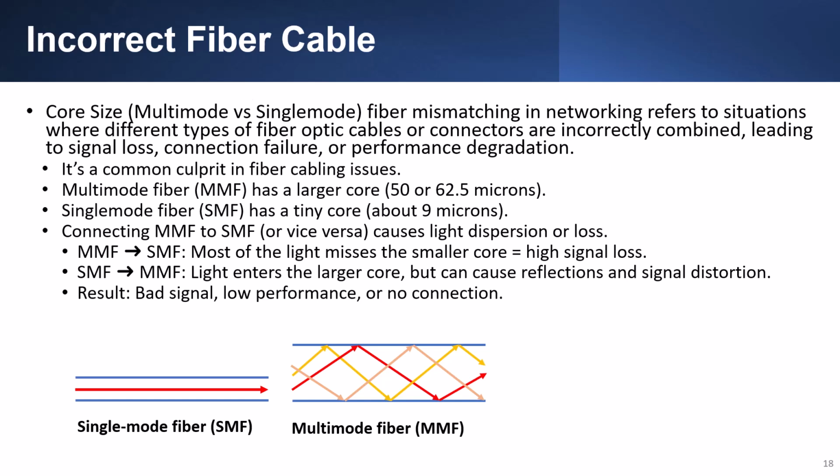Multimode fiber, or MMF, has a larger core, while single mode fiber, or SMF, has a tiny core. Connecting MMF to SMF or vice versa causes light dispersion or loss. Multimode fiber to single mode fiber, most of the light misses the smaller core, which equals high signal loss. Single mode fiber to multimode fiber, the light enters the larger core but can cause reflections and signal distortion. Results: bad signal, low performance, or no connection.